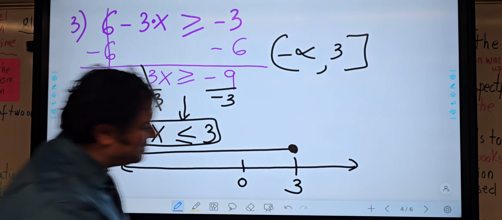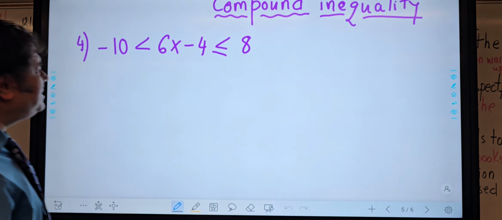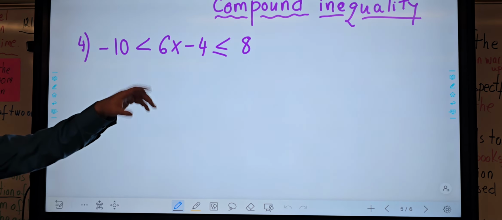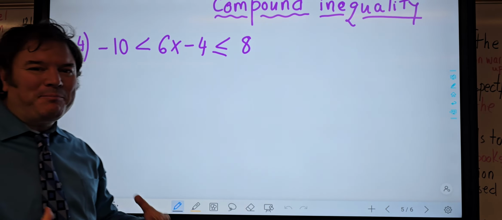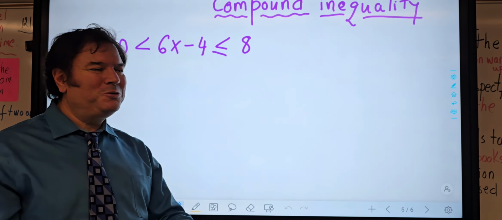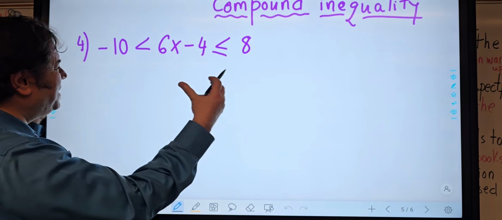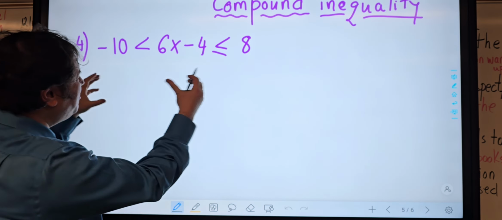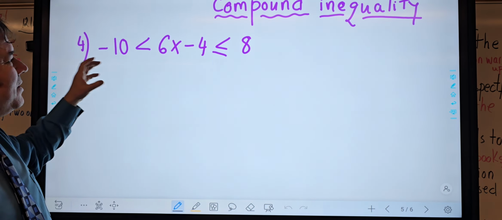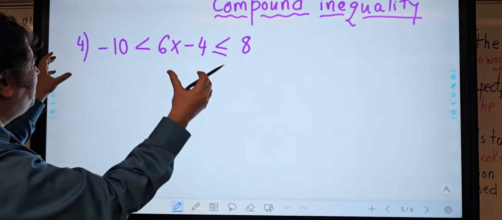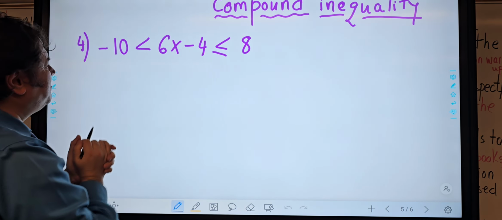Okay, let's take a look at another example here now. In this example, we have a compound inequality. Remember, a compound means 2 inequalities together in one. So let's see, how can we solve this compound inequality, when we have 2 inequalities in one, right?